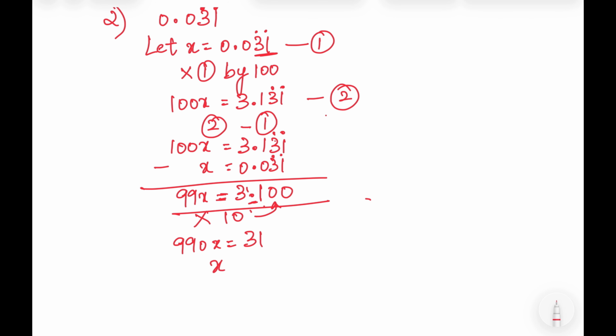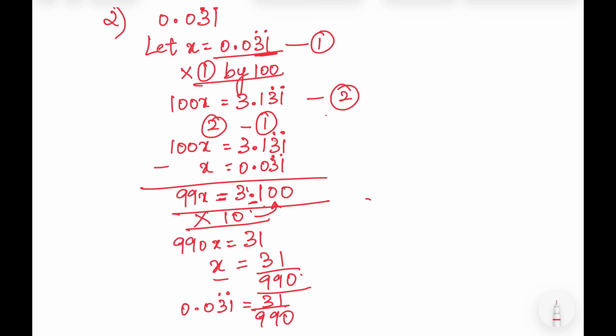Okay. So now can you find the value of x? This is 31 upon 990. Right? So this is a little different than the first example, I know. But there can be an example where you multiply once and then you have to multiply again the answer also to get the answer in fraction. So here this is the value of x and x is the question also. So 0.031 which is recurring equals 31 upon 990. I hope you all have understood how to solve this.